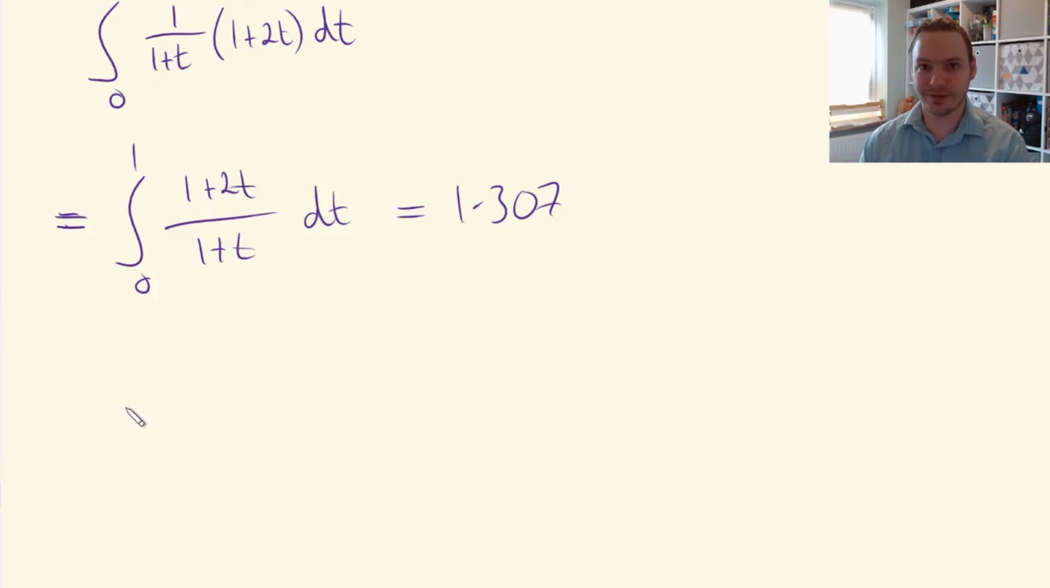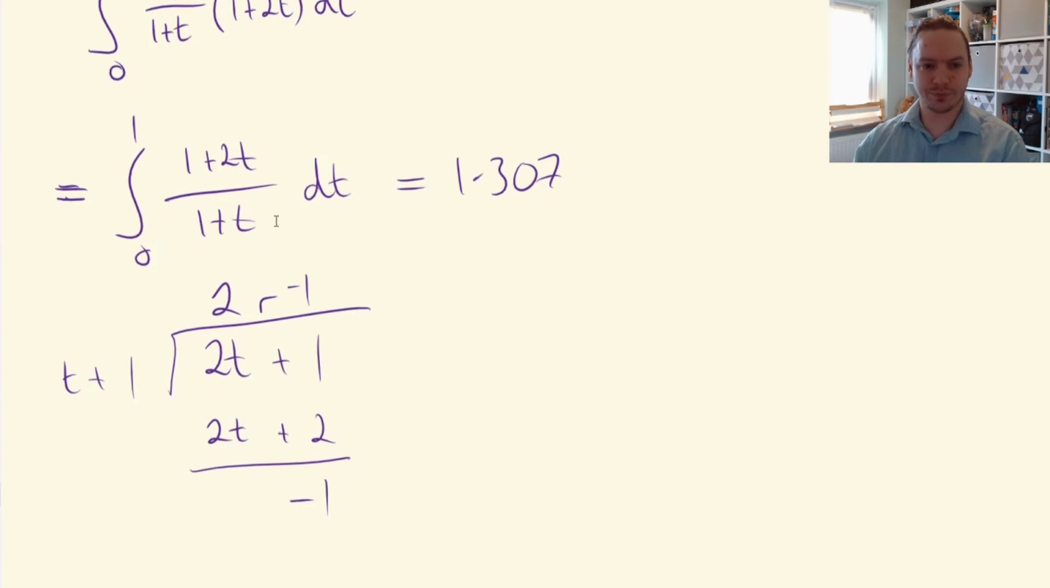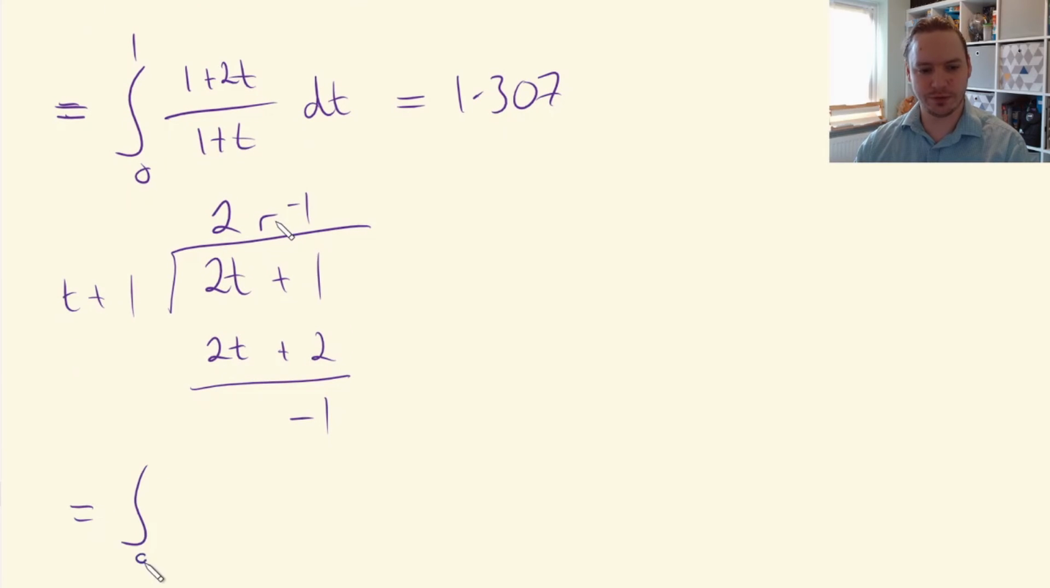And that extra thing we need to do is partial fractions. So what I want to do is 2t plus 1 divided by t plus 1. I'll just put the variable in front because it makes life easier. I can see that I can subtract 2t plus 2 from here for 2 lots, and that leaves us with -1. So it's 2 lots, remainder -1. So our actual integral, split into partial fractions, is the integral between 0 and 1 of 2 take away 1 over 1 plus t with respect to t.